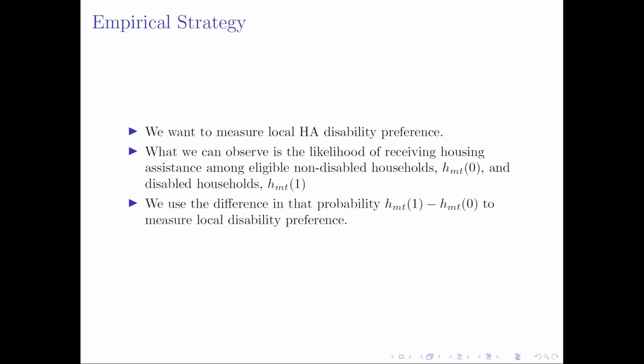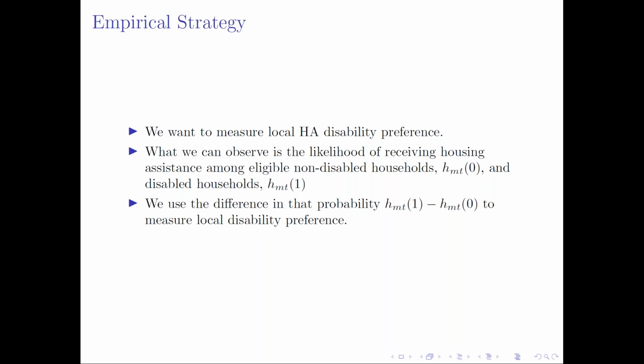So the way that we'll work this out empirically is we first want to measure this local housing assistance disability preference. Again, this is going to be an indirect measure that we take from observational data, but we're hoping that it summarizes the policies in place. And so the way that we do this is first we get this measure of the likelihood of receiving housing assistance if you are a non-disabled household by metro area and by year. That's the H sub MT of 0.